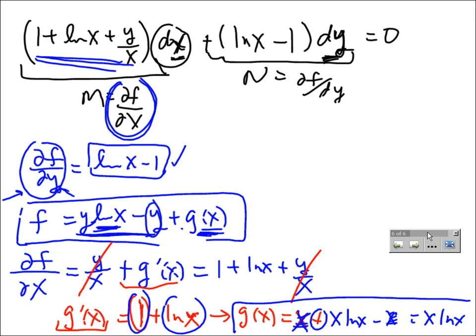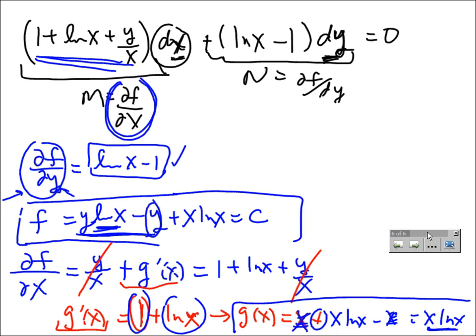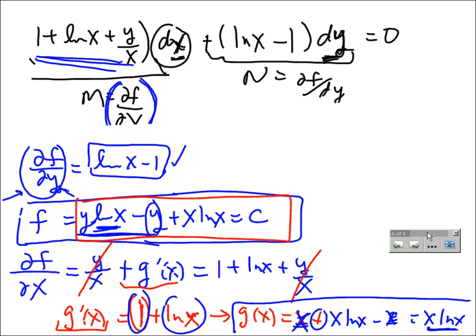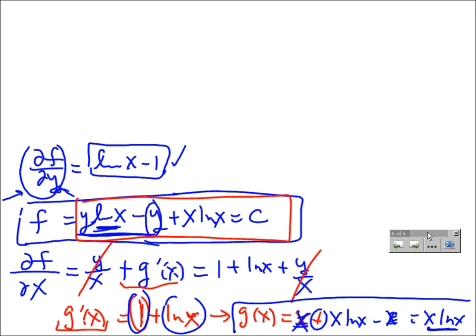Now, instead of g of x, I'm going to write x ln of x, and this is equal to a constant. And this here is the solution to the differential equation. Now, just to keep as much on the board as possible, I won't go to a new page.